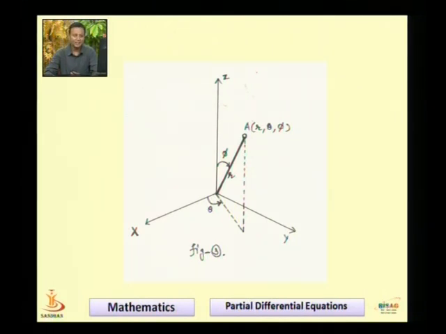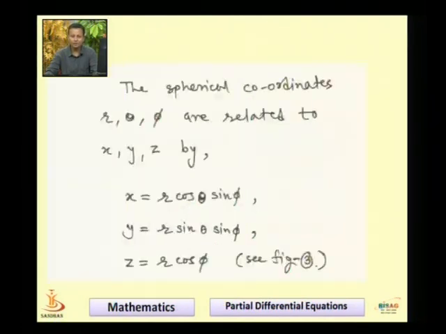Then we consider the projection of point A onto the xy plane. The angle made by this projection with the x-axis in the positive direction is considered as theta, and the angle made by the position vector of point A with the z-axis is considered as phi. So this is how r, theta, phi are connected with x, y, z, or you can use this relation between x, y, z and r, theta, phi coordinates.